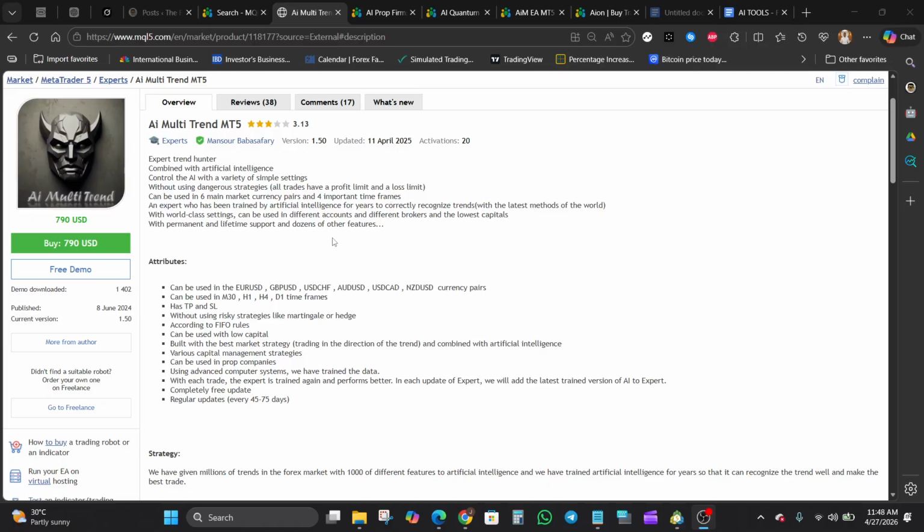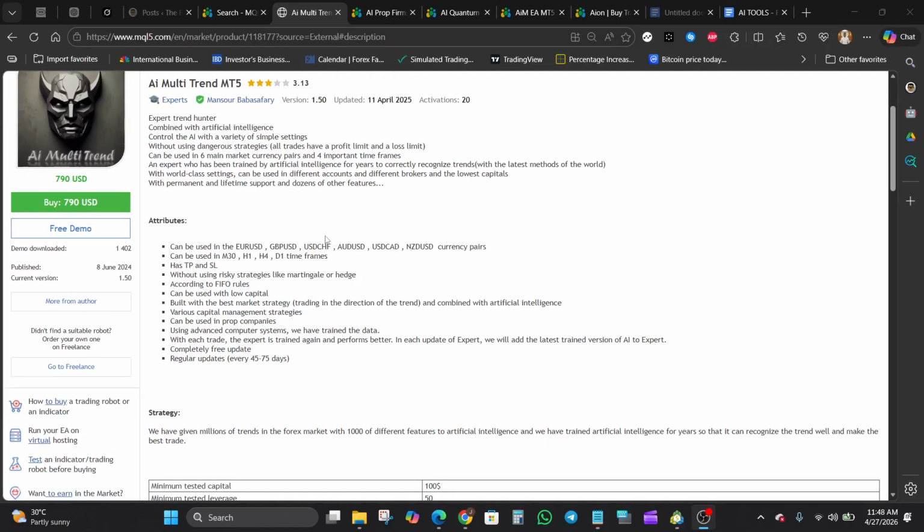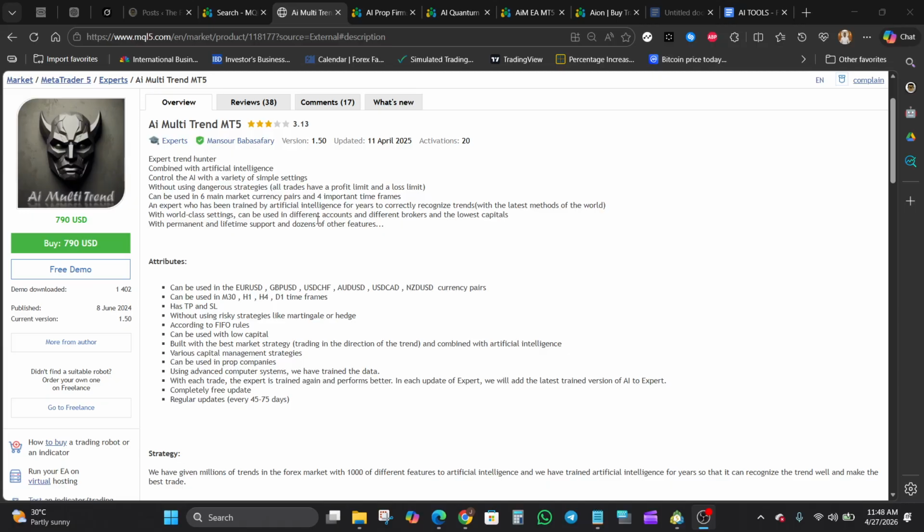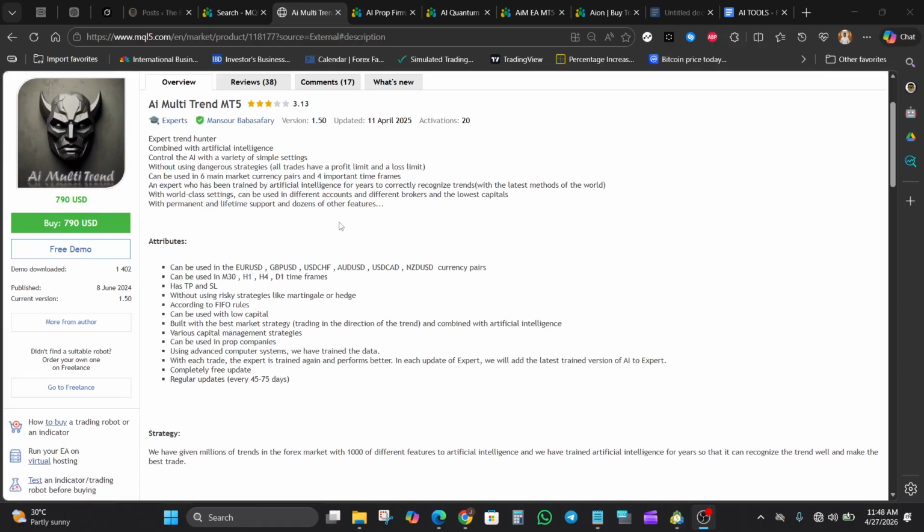2025. Now, looking at the marketplace page, the positioning of this EA is quite clear. It's described as an AI powered trend following expert advisor. What immediately stands out to me is the emphasis on artificial intelligence combined with structured trend recognition. The developer claims it has been trained on a large data set of market trends with multiple feature inputs, which basically means it's trying to identify high probability directional moves rather than random entries.